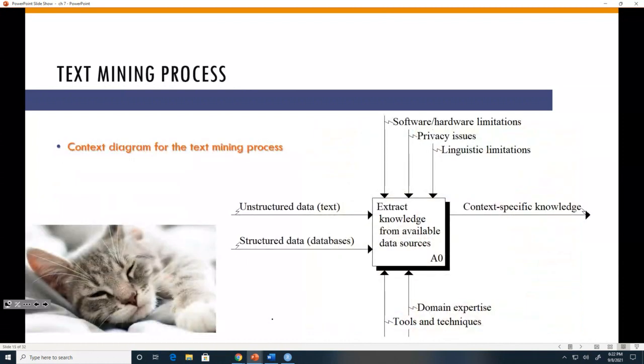So, the text mining process. It needs to be built on best practices, but this diagram shows how knowledge and information is gained from text. So both unstructured data and structured data come in and can be combined with considerations for software and hardware limitations, privacy issues, linguistic limitations, and domain expertise and tools and techniques to generate context-specific knowledge.